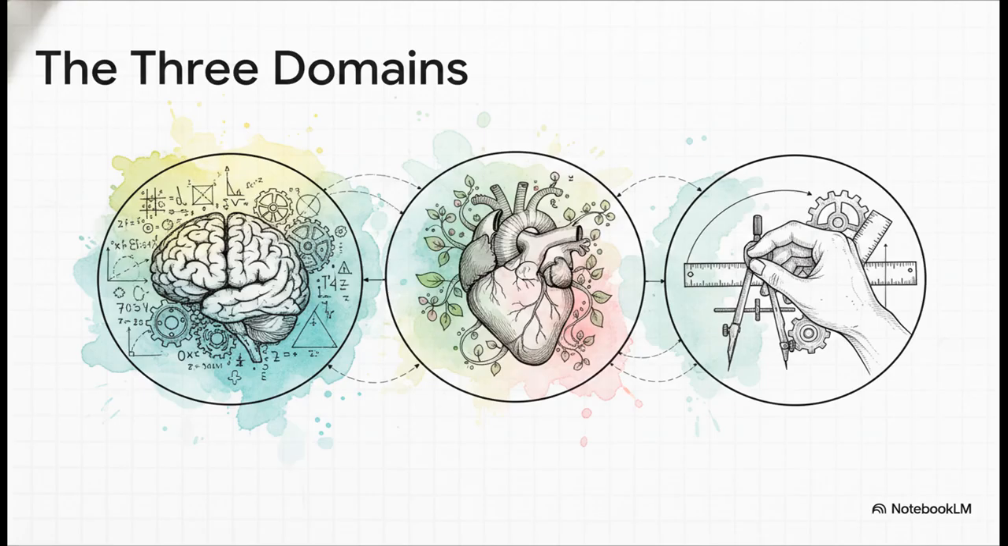These are the physical actions, like the precise fine motor coordination needed to use a compass, a ruler, or a graphing calculator. Now, all 3 of these domains are working simultaneously during a great math lesson. But for the rest of our time together, let's focus our ascent specifically on that first one, the cognitive domain.